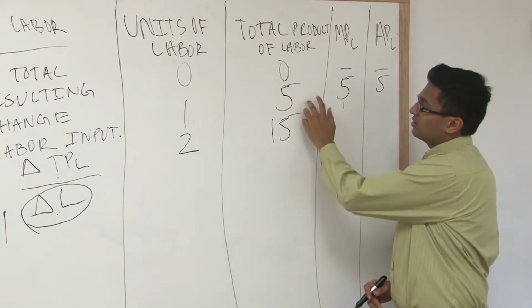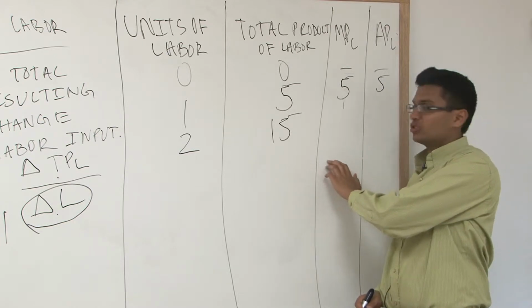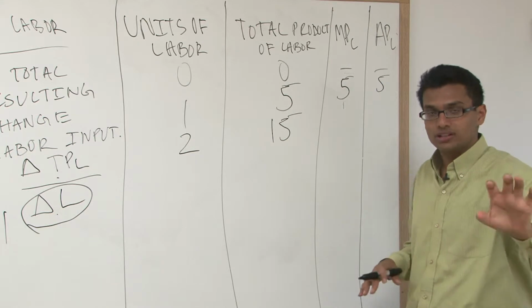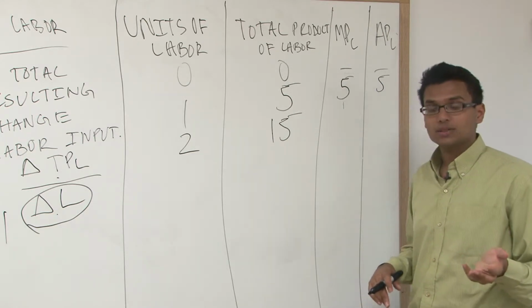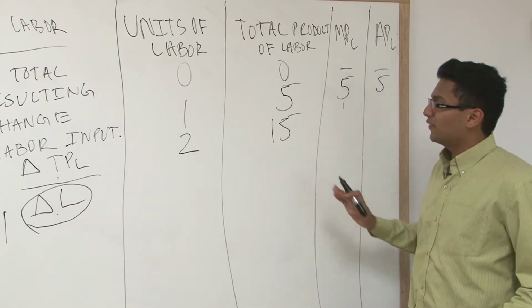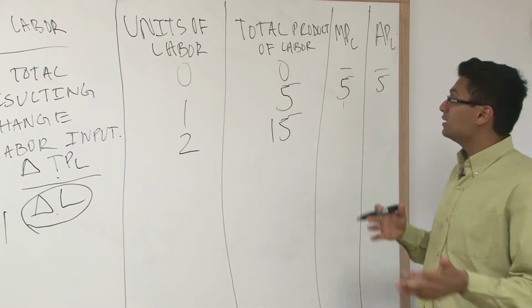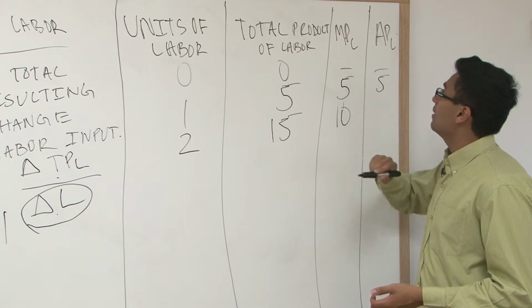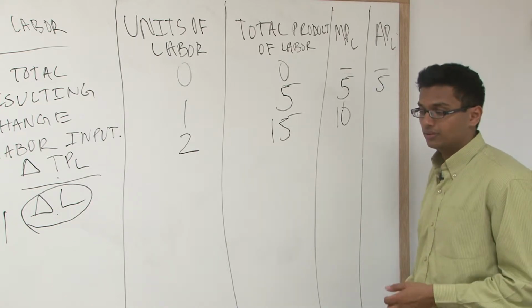So when I do these numbers, I'm not going to divide by the change in labor because the change in labor is always 1 in my example, okay? I just wanted to let you guys know so it's pretty clear in that aspect. All right, so we're going from 5 to 15. The change there is 15 minus 5, which is 10, okay? So my MPL is going to be 10, okay?